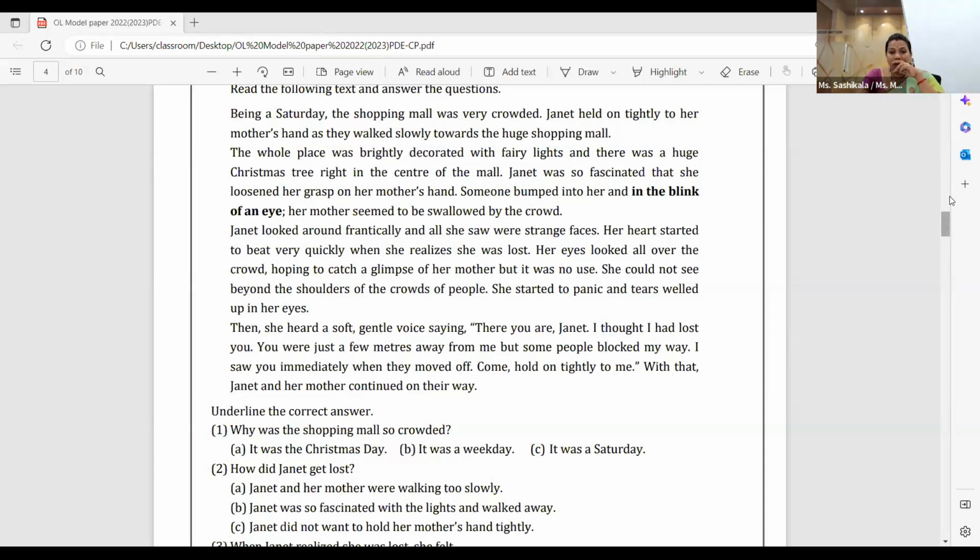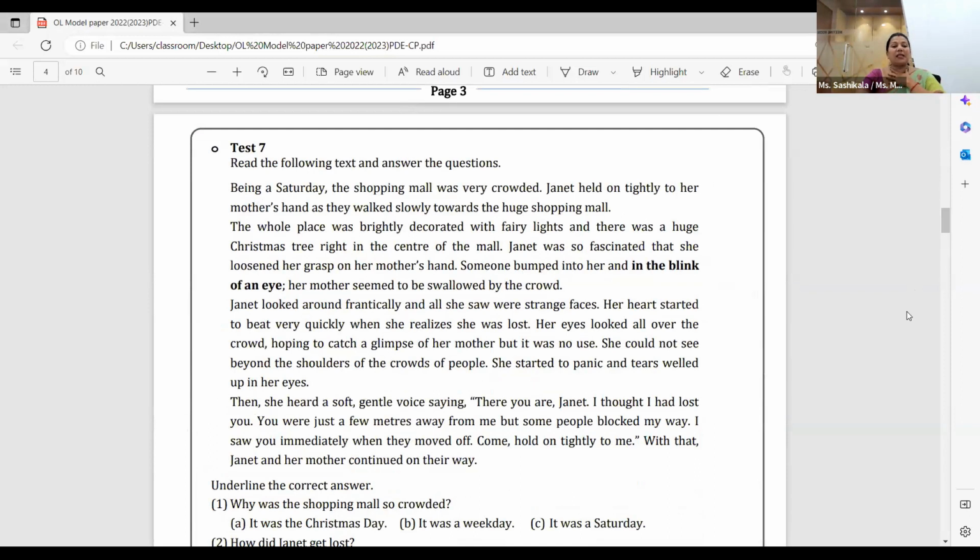Okay. The next question is question number 7, reading comprehension. You get 2 reading comprehension questions in the paper, one in part 1 and the other one in part 2.